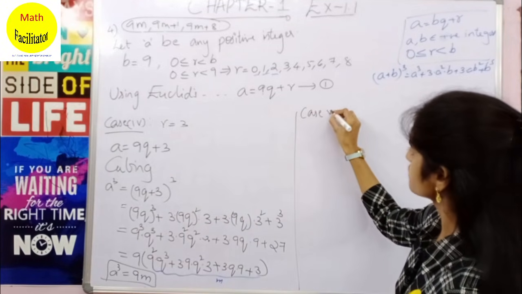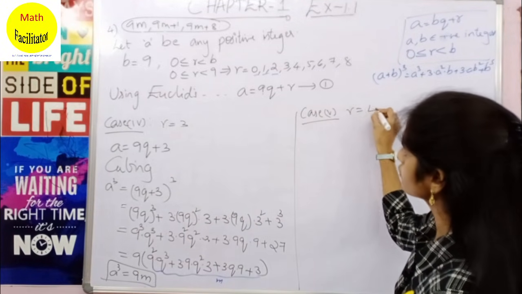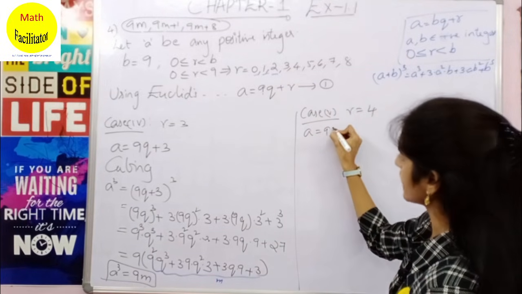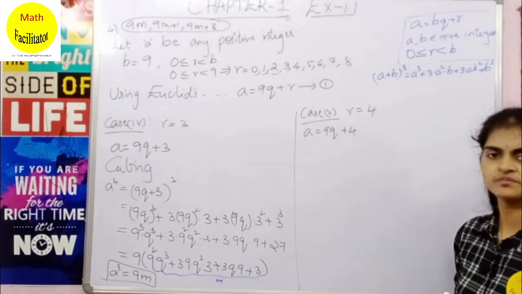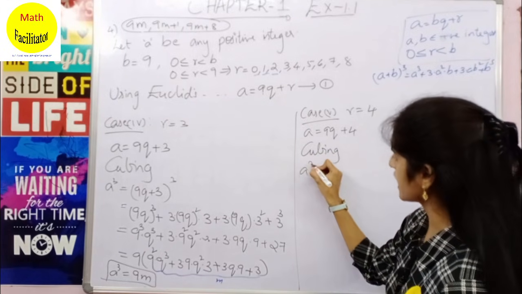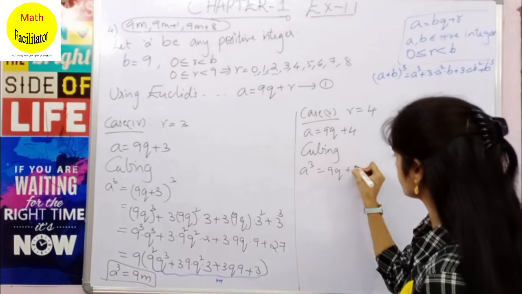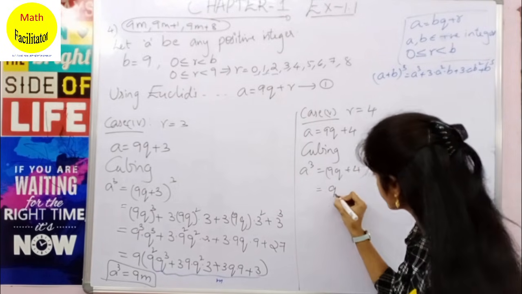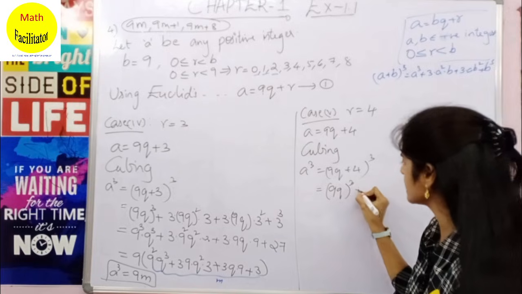In case 5, let us take r equal to 4 now. So when you take r as 4, a equals 9q plus 4. Now cubing on both sides, what will you get? a cube equals (9q plus 4) whole cube. Again, it is nothing but the same thing repeating, just see.